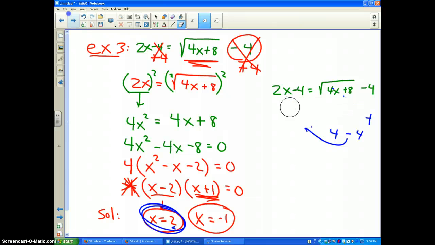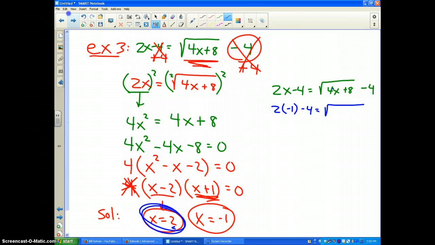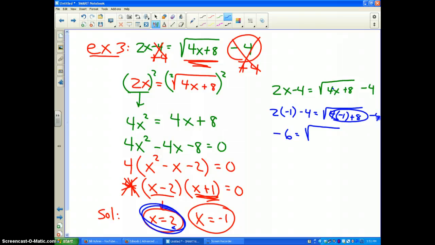How about negative 1? Let's try negative 1. If I put negative 1, 2 times negative 1 minus 4, is that equal to the square root of 4 times negative 1 plus 8, and then the minus 4 way out there? All right, well, 2 times negative 1 is negative 2 minus 4 is negative 6. Now, how about on the other side? We get the square root of this part in here becomes 4 minus 4. So negative 6 equals the square root of 4 is 2 minus 4.